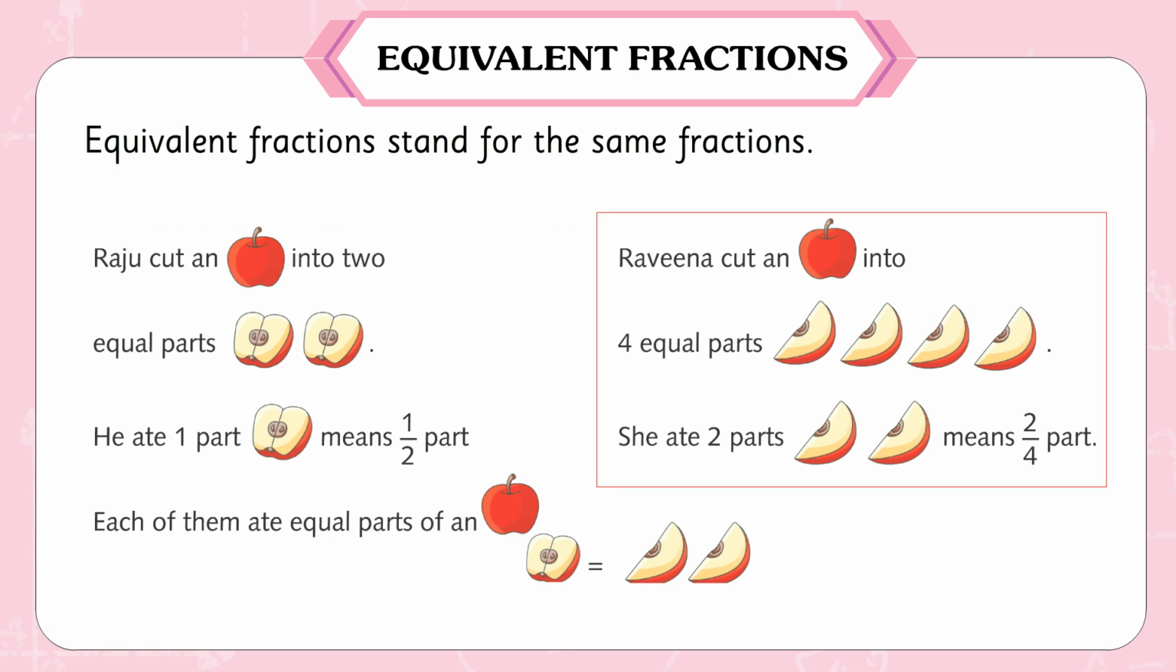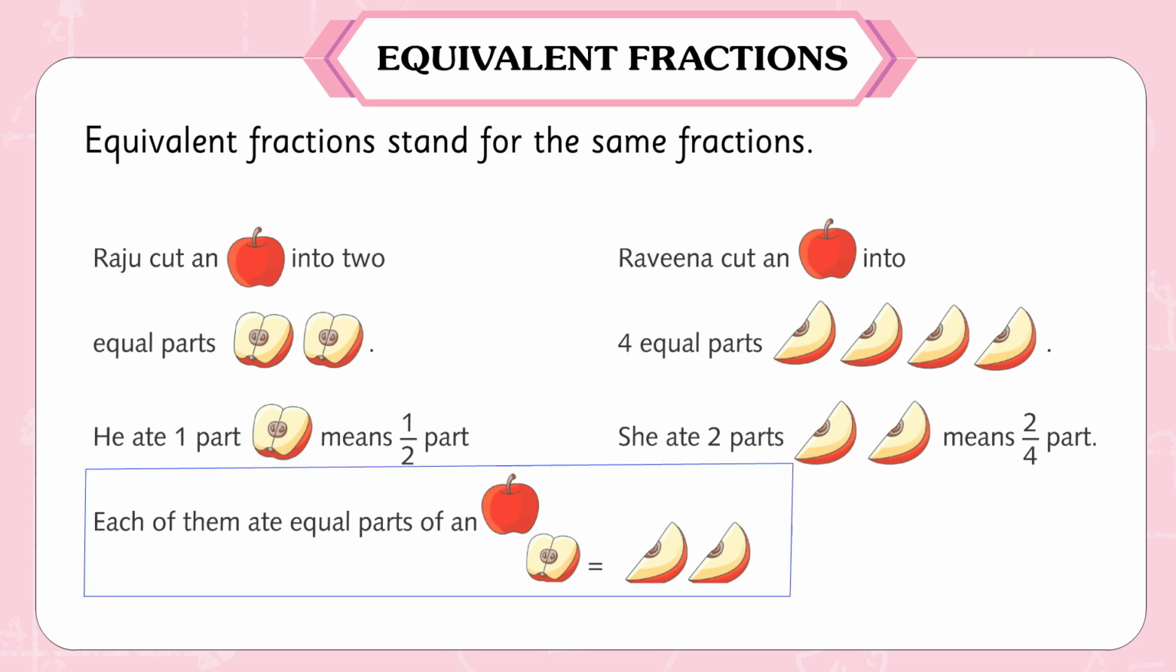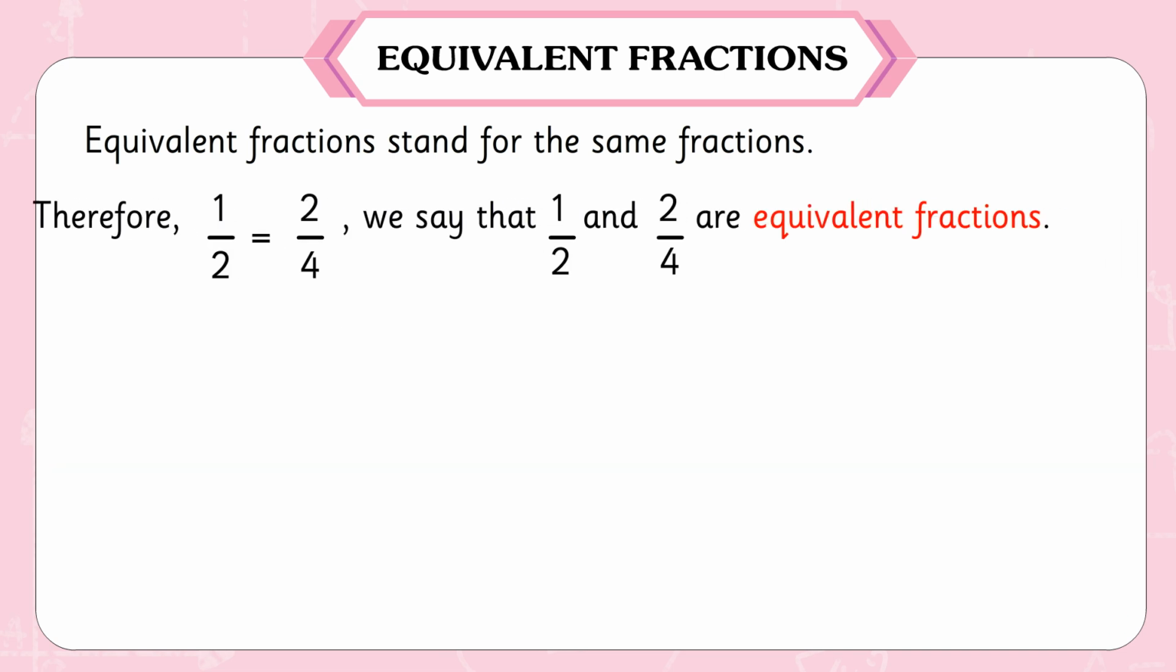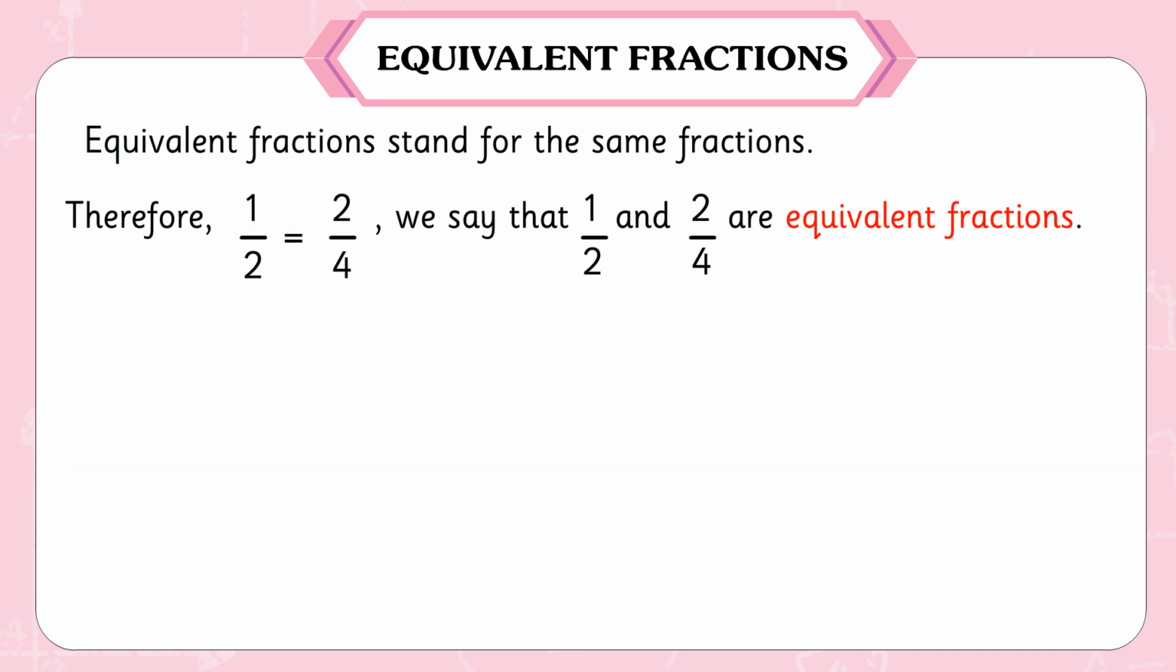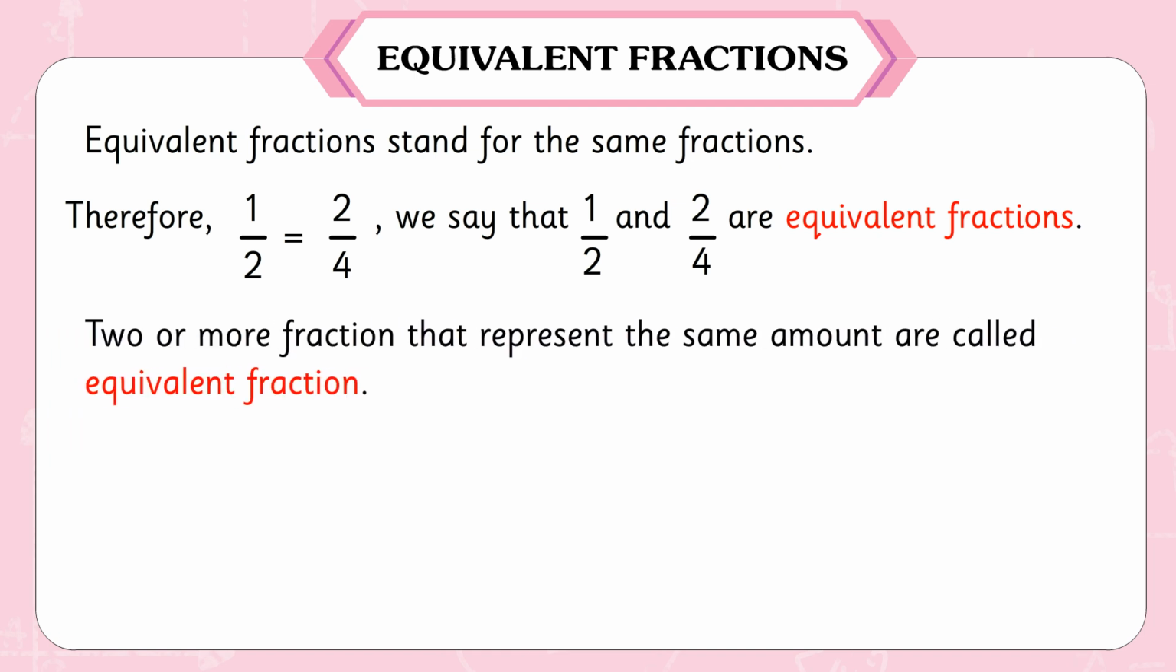Ravina cut an apple into 4 equal parts. She ate 2 parts, which means 2/4 part. Each of them ate equal parts of an apple. Half is equal to 2 halves. Therefore, half is equal to 2/4. We say that half and 2/4 are equivalent fractions. Two or more fractions that represent the same amount are called equivalent fractions.